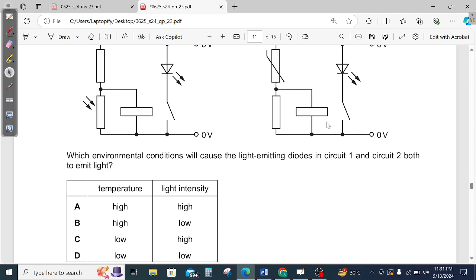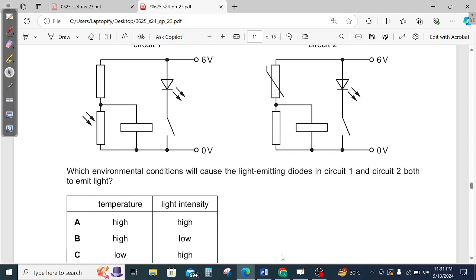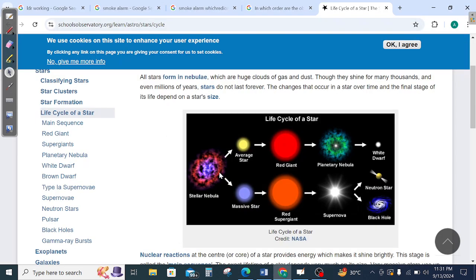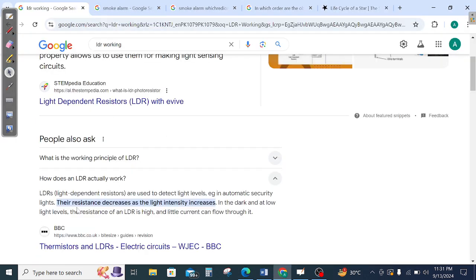Okay, if you look on this one, I will give you a little bit of hint about the LDR. The value of LDR resistance decreases as the light intensity increases. It means inversely proportional. As light intensity increases, its resistance decreases. When resistance decreases, it will allow the current to pass through it.